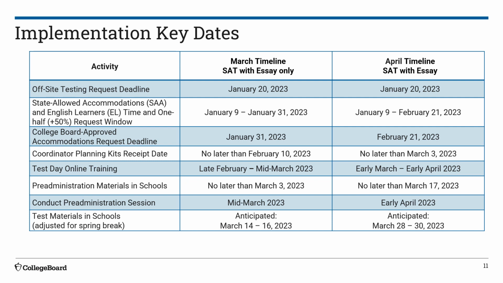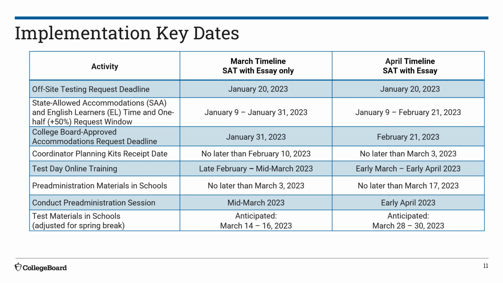The College Board approved accommodations request deadline is February 21st for schools testing SAT with essay during the April primary administration and January 31st for schools testing SAT with essay during the March alternate primary administration. Coordinator planning kits will arrive in schools no later than March 3rd for schools testing SAT with essay during the April primary administration, and no later than February 10th for schools testing SAT with essay during the March alternate primary administration.